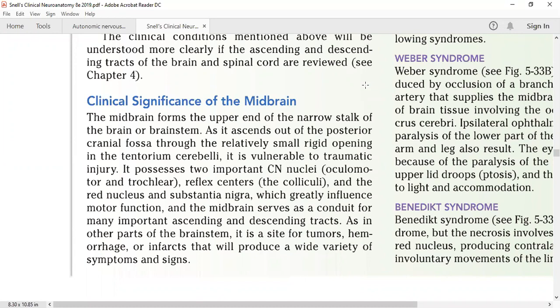It possesses two important cranial nerve nuclei, oculomotor and trochlear, the reflex centers, the colliculi, and the red nucleus and substantia nigra, which greatly influence motor function, and the midbrain serves as a conduit for many important ascending and descending tracts. As in other parts of the brainstem, it is a site for tumor, hemorrhage, or infarcts that will produce a wide range of symptoms and signs.